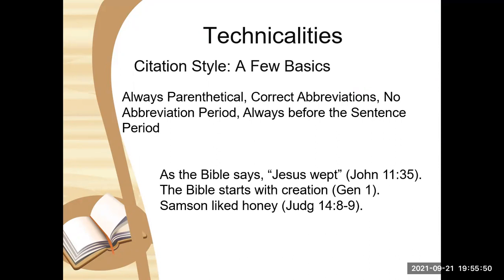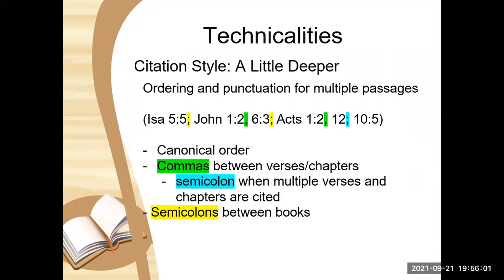I do want to dig a little bit deeper than that because I feel like we all know generally that they should be in parentheses, but there is so much more to be said about it. So a little bit deeper. Ordering and punctuation from multiple passages. It's easy to look up just your biblical book abbreviation and throw it in parentheses, but what happens when you are referencing many more passages than just one?